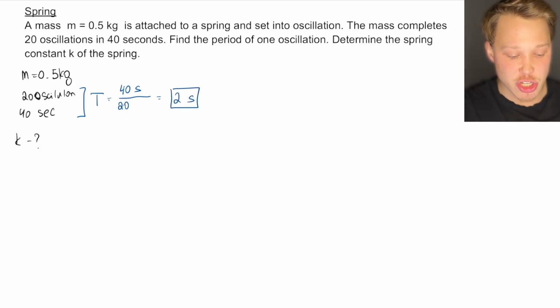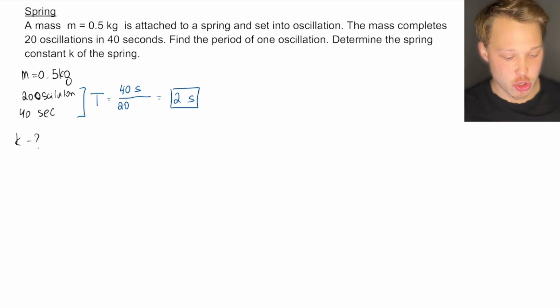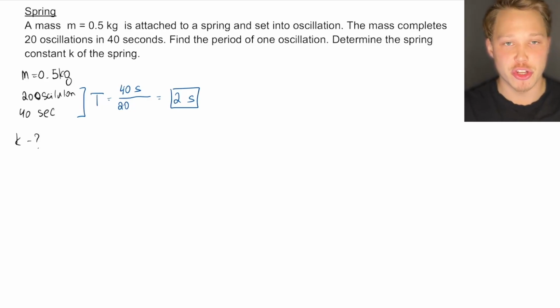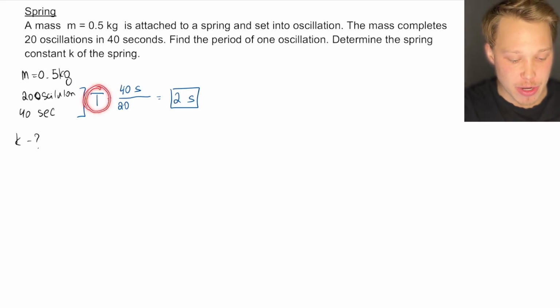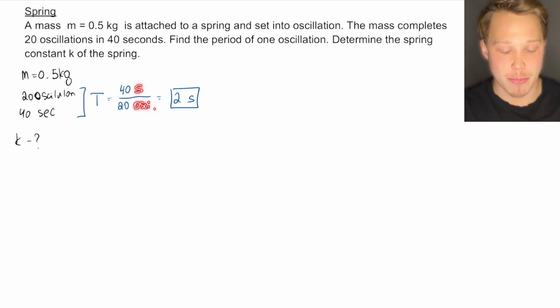If you're ever not sure, for example, you're given this information but you're not sure whether to divide 20 by 40 or 40 by 20, you can think about the units, right? The unit of period has to be in seconds. So seconds should be on the top and oscillations should be on the bottom, right? Because at the end, you want to get seconds per oscillation.